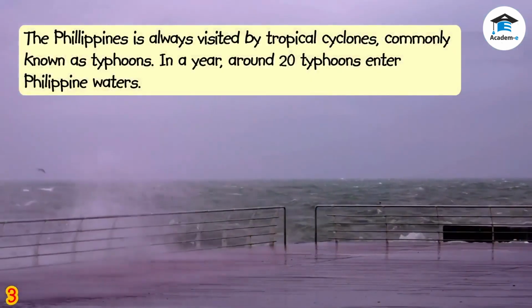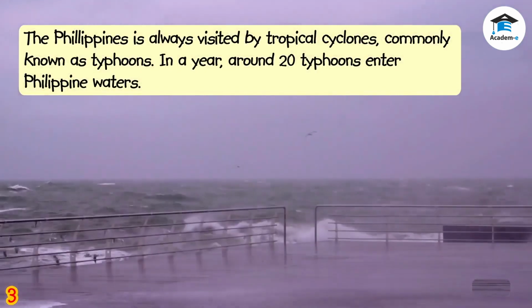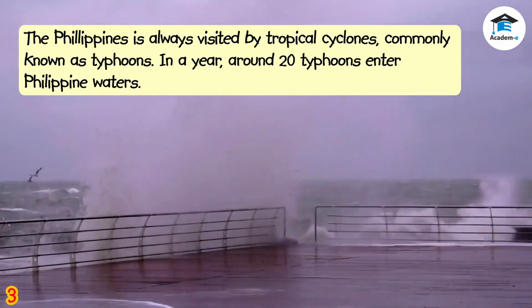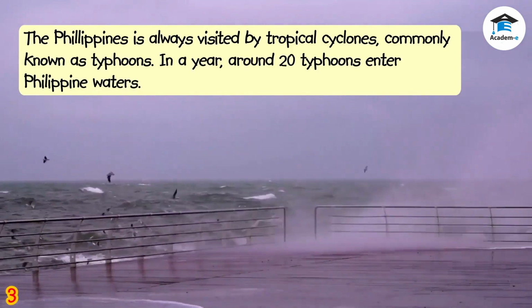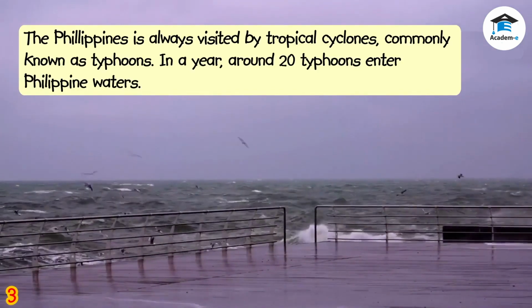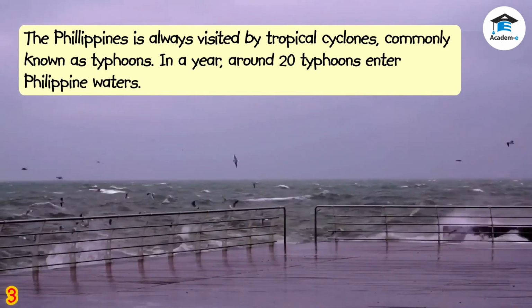The Philippines is always visited by tropical cyclones, commonly known as typhoons. In a year, around 20 typhoons enter Philippine waters. In the event of any typhoon, it is wise to watch or listen to news updates about the weather. How do the people of PAGASA gather data about weather conditions? What do they use to describe the weather for the day?